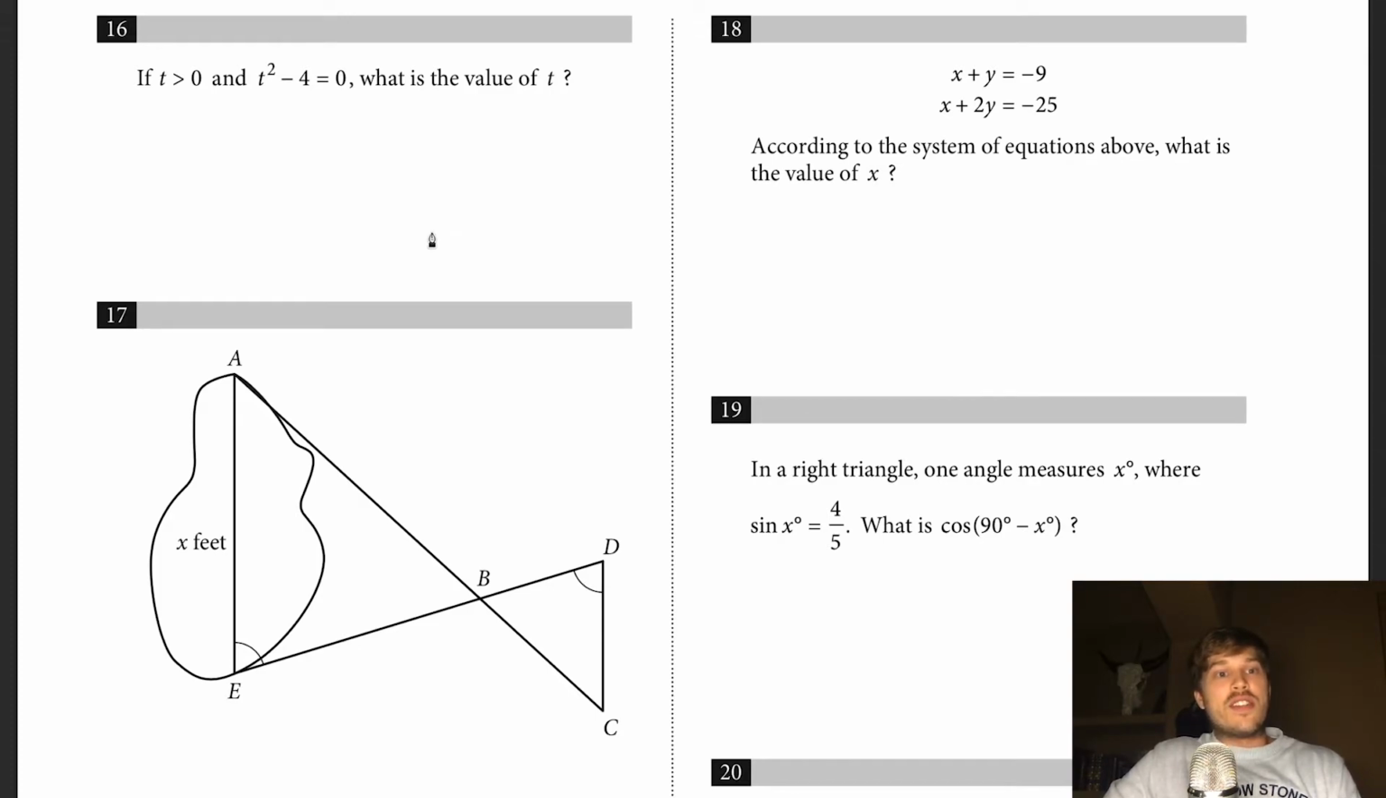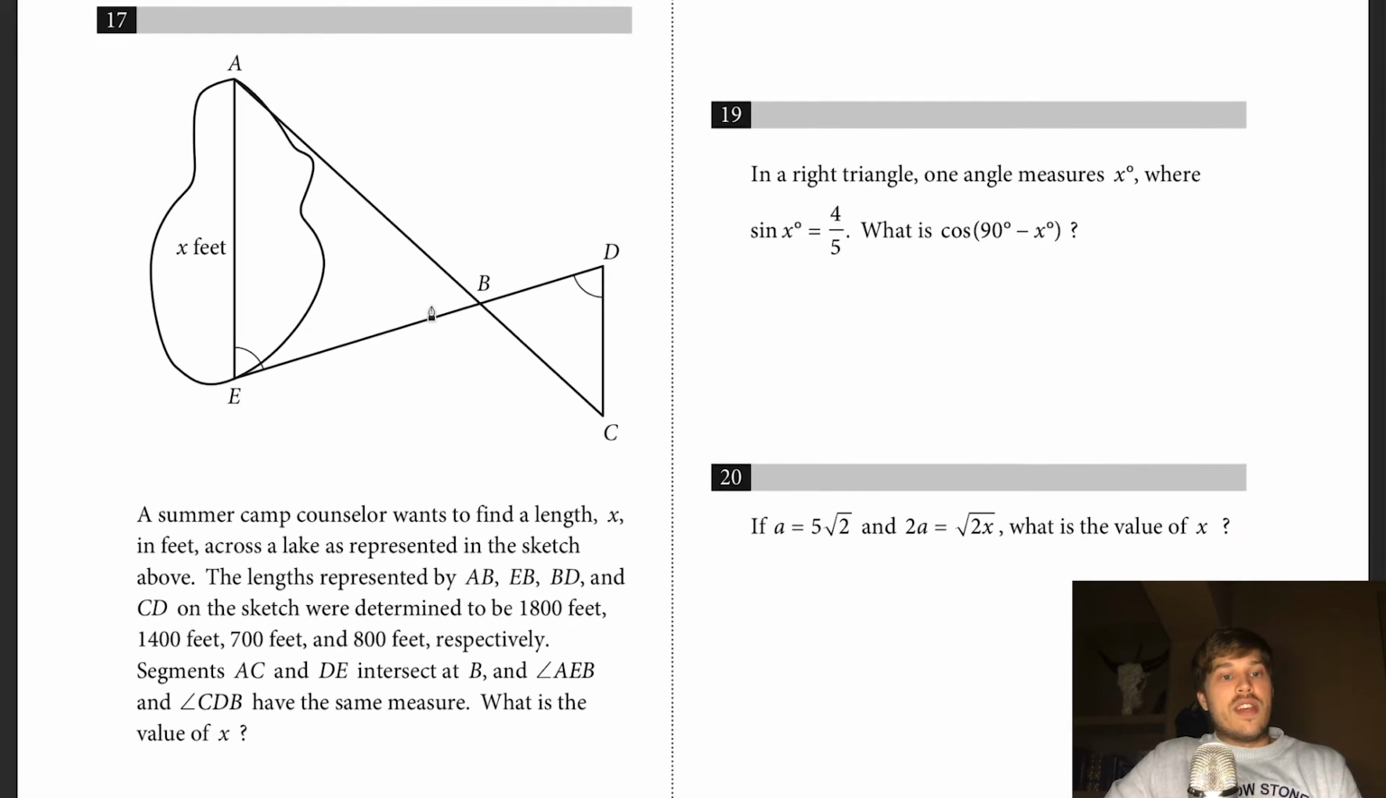Okay, number 16, what are we doing? If t is positive and t squared minus 4 equals 0, what is the value of t? Well, if t is positive and t squared minus 4 equals 0, then t has to be equal to 2. This one's easy.